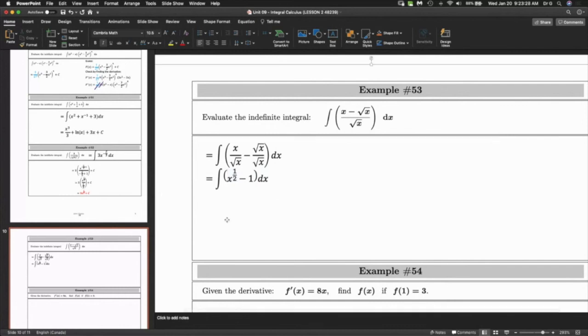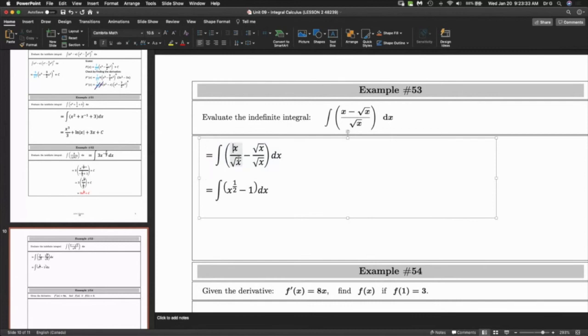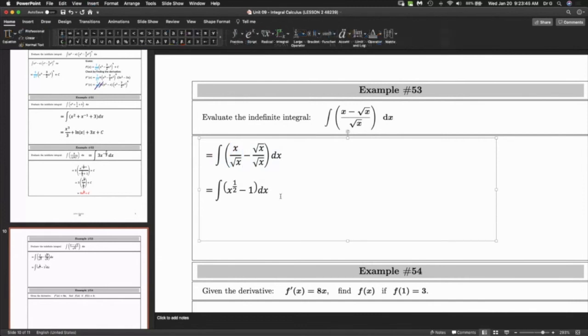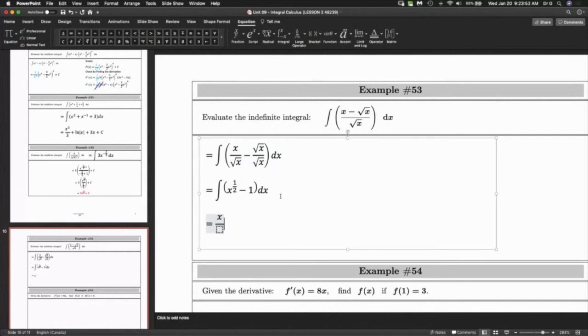X to the half. It's x to the half. Because if you look at those two things there, it's 1 minus a half. If you subtract the exponents, it's 1 minus a half, which is a half. So then you have your answer, which is to raise the exponent by 1. So that's x to the 3 halves over 3 halves. And the antiderivative of 1 is 1x plus c.